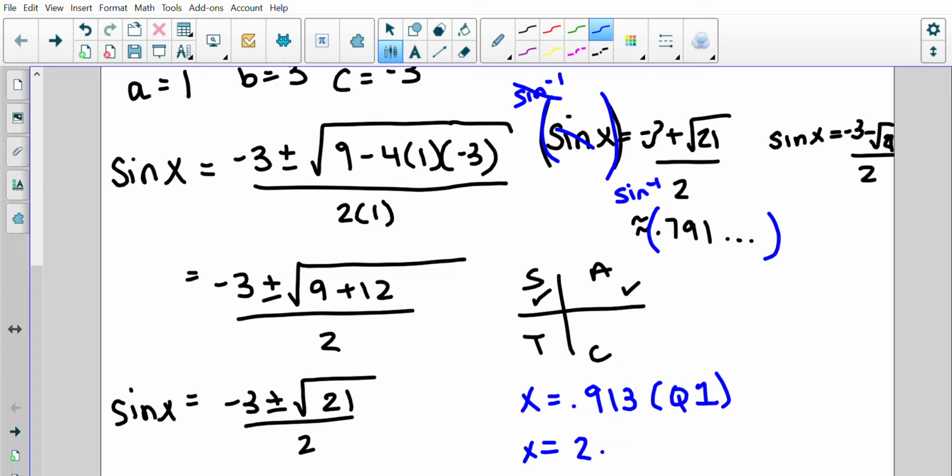So 2.229 would be our answer in quad 2. Okay, now we do the same thing on the other side. So again, the first step is to evaluate what this is.